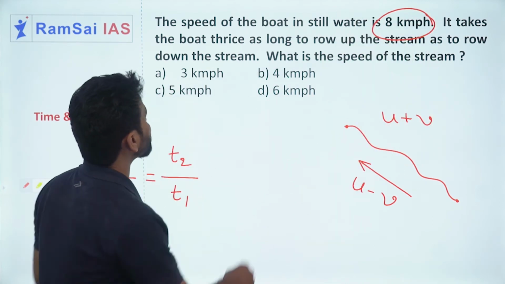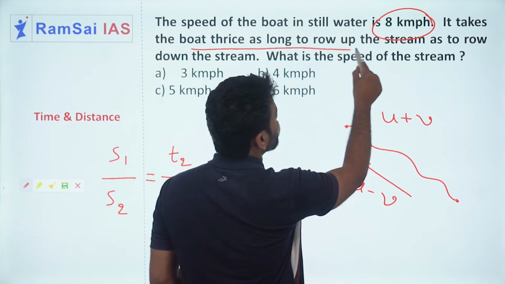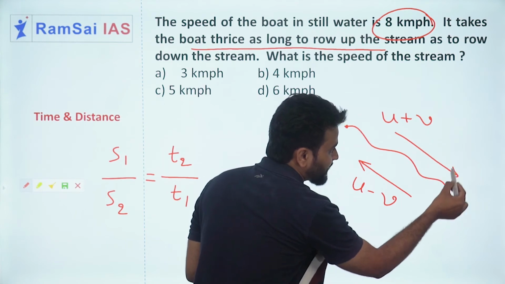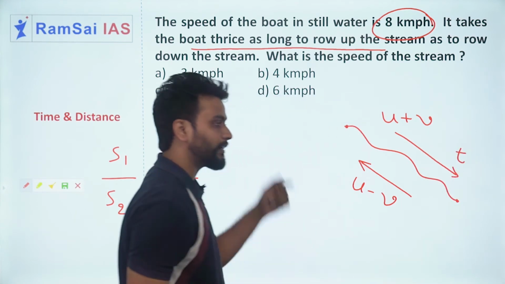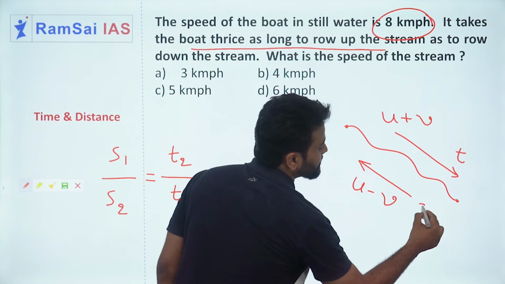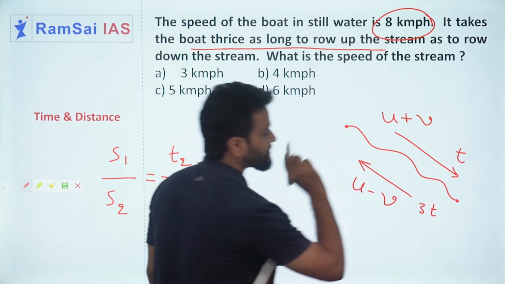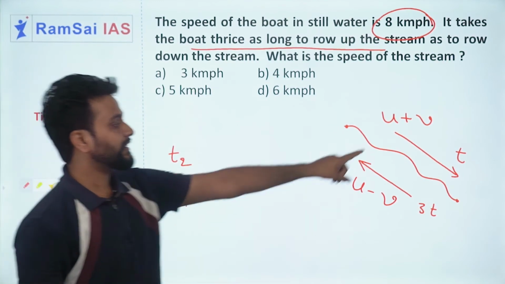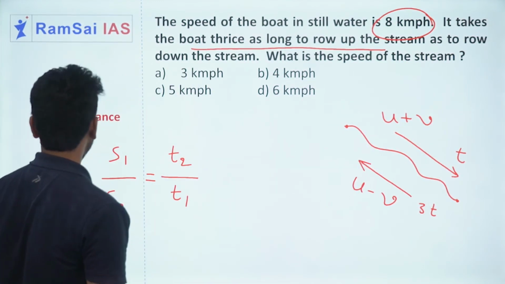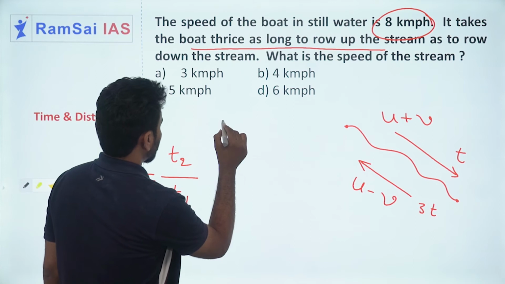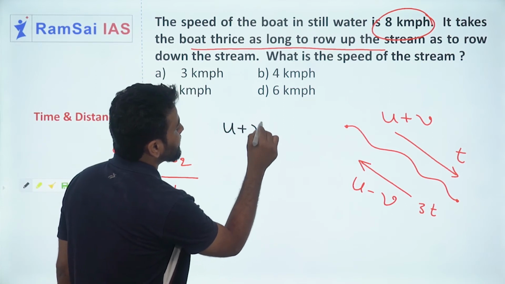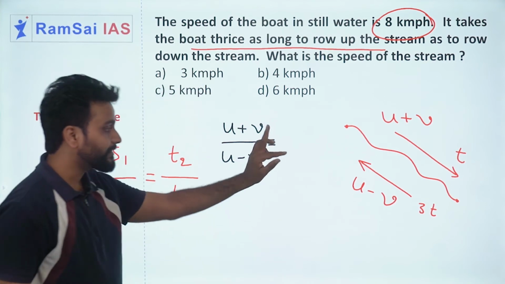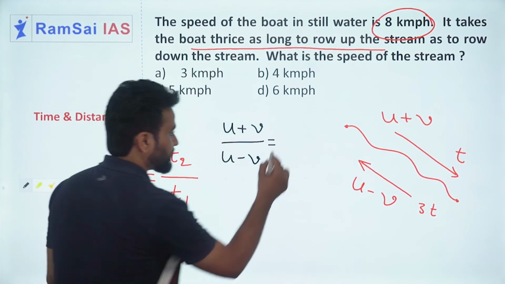And it takes the boat thrice as long to row up than the down. So just imagine, if it takes t hours while going down, it will take 3t hours while coming up. Now by using this inverse relation with the given data, we can solve the problem like this. Speeds u plus v is to u minus v will be equal to reverse of this, 3t is to t.